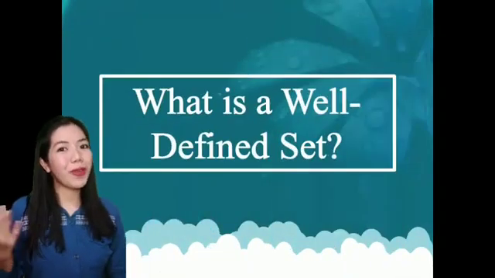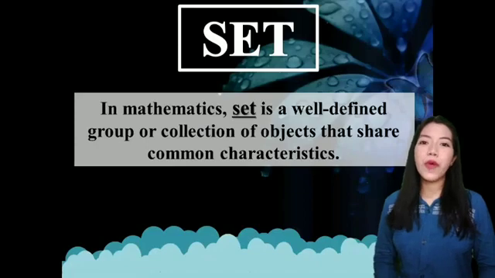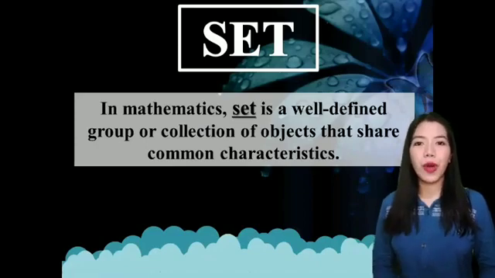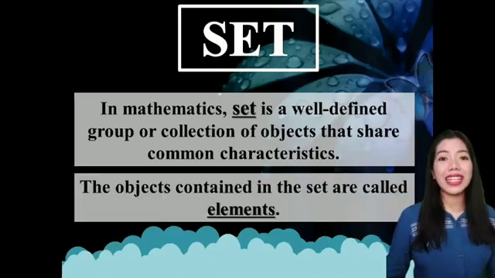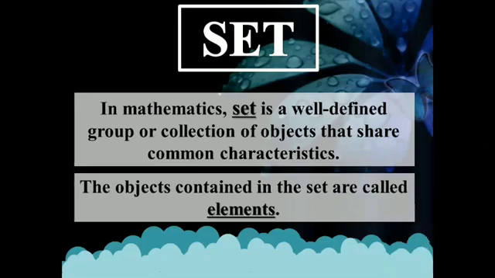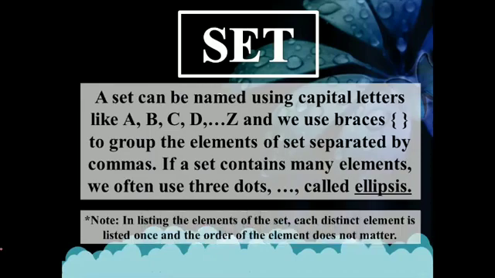So, what is a well-defined set? In mathematics, a set is a well-defined group or collection of objects that share common characteristics. The objects contained in the set are called elements. A set can be named using capital letters like A, B, C, D up to Z. And we use braces to group the elements of a set, separated by commas. If a set contains many elements, we often use three dots called the ellipsis.